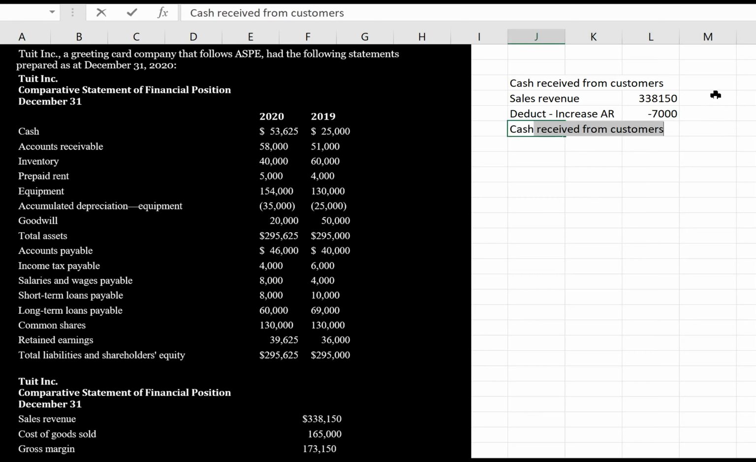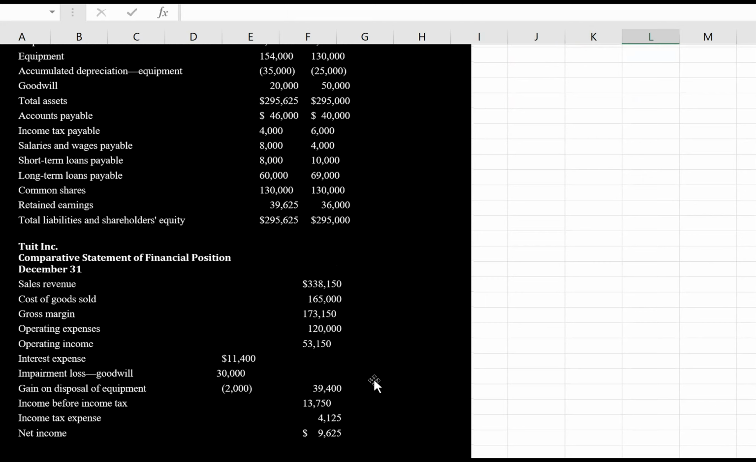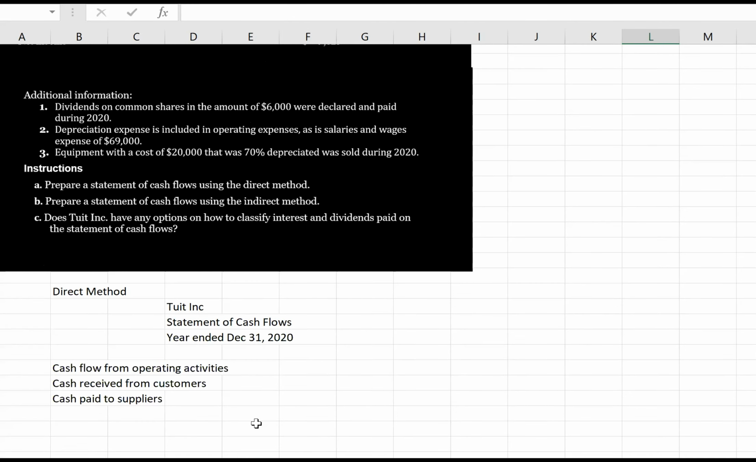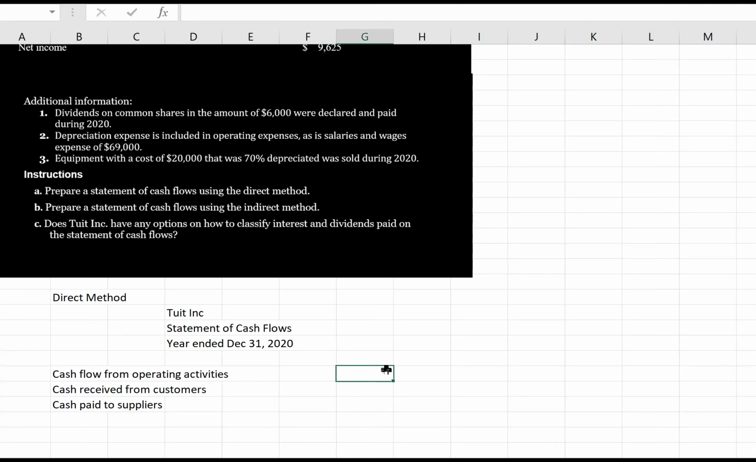So then our cash received from customers is going to be the sum of these two, which is going to be $331,150. So we can put this right into our statement of cash flows, because what we're trying to do here is just compute the numbers that we need to finish this direct method. So we've got this first one. So let's put that in. So it's 331,150. Okay. So what's next?